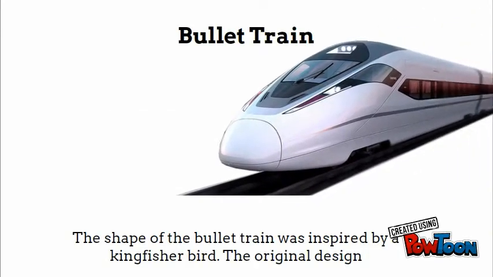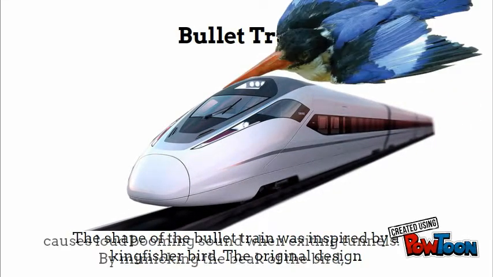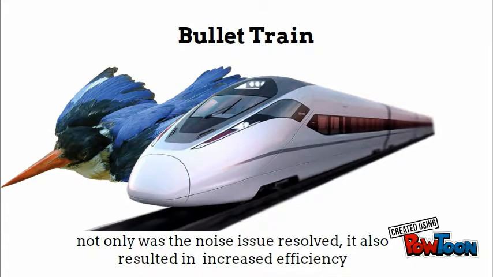The shape of the bullet train was inspired by a kingfisher bird. The original design causes loud booming sound when exiting tunnels. By mimicking the beak of the bird, not only was the noise issue resolved, it also resulted in increased efficiency.